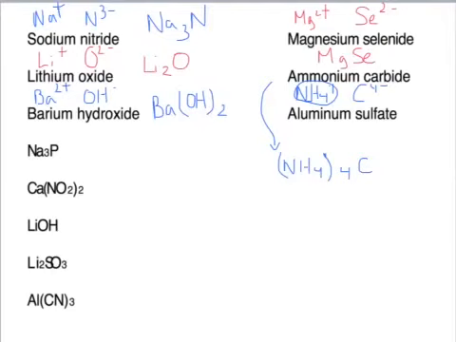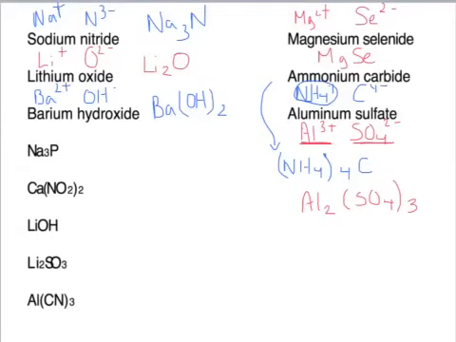Next one is aluminum sulfate. So aluminum ion is Al3+. Sulfate is another polyatomic ion. It's SO4 2-. So this one, we actually need 2 of these and 3 of these. So the formula would be Al2(SO4)3.